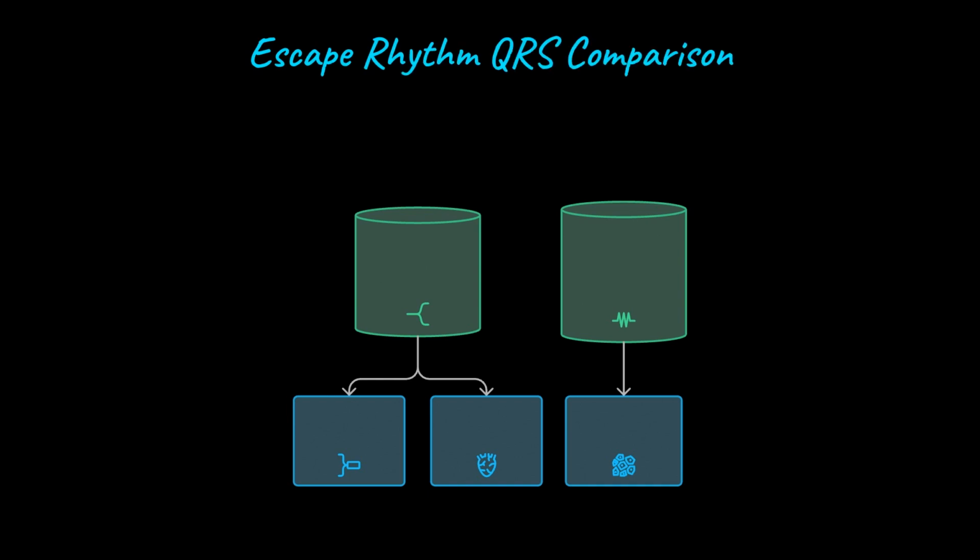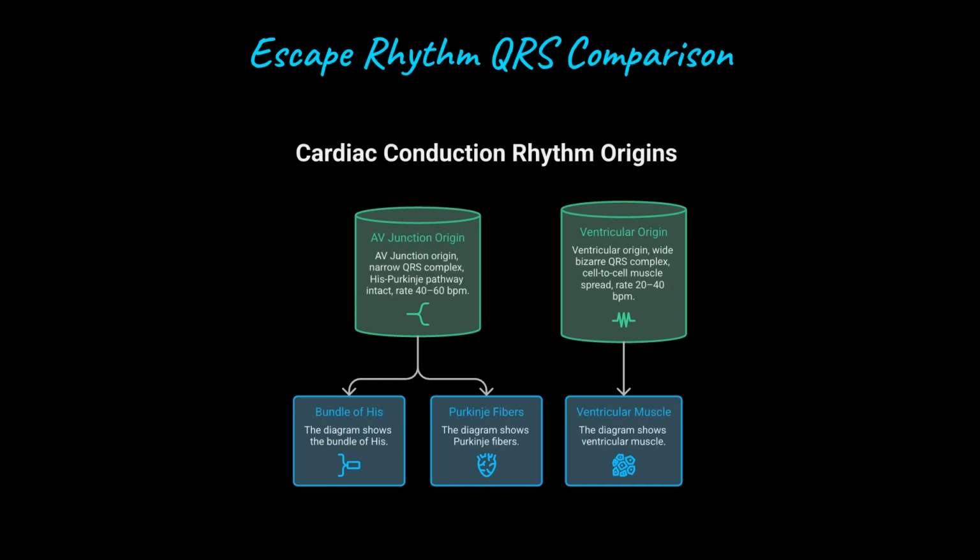The SA node fires at 60 to 100 beats per minute and normally dominates. The AV junction serves as the first backup at 40 to 60. The ventricular Purkinje system is the last resort at 20 to 40, dangerously slow and often inadequate to maintain organ perfusion. The QRS width tells you where the escape rhythm originates.